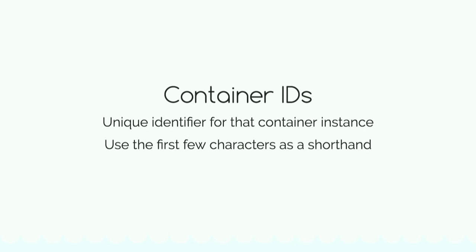That's called a container ID. It's a unique identifier for every container instance in the world. When you do one Docker pull and one Docker run, you'll get one container ID. If you do another Docker run, you'll get a different container ID. It's unique for that one entire instance. You don't have to use the entire huge string of numbers either. You can actually just use the first few characters as a shorthand, as long as it is unique within your system.